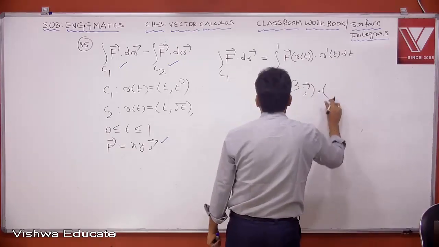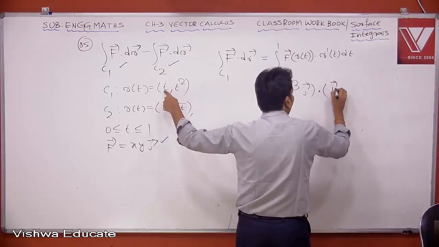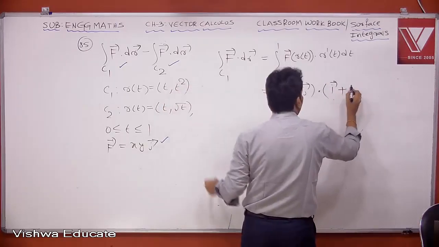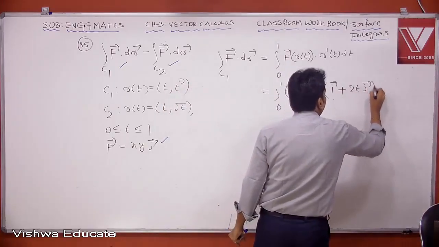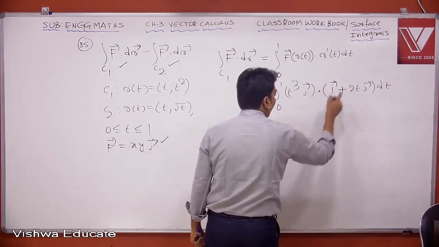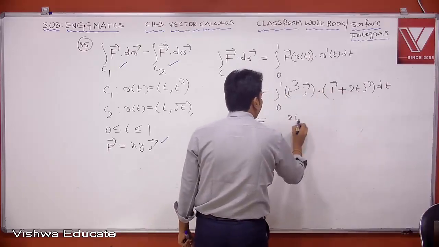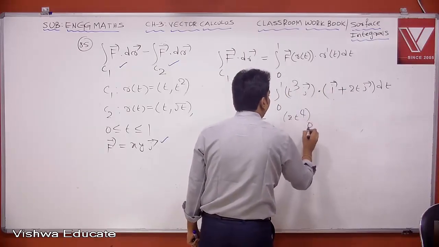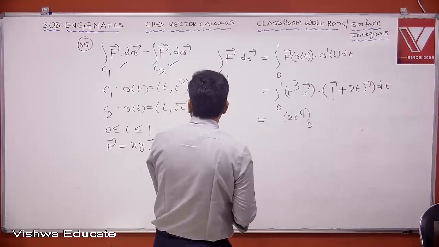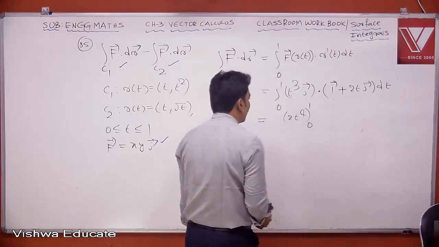dot product r dash of t. Differentiate this: the derivative of t is 1, so this is I bar, plus t square, derivative 2t dt. Therefore, integral 0 to 1, dot product of this followed by dt. Simplify this: t cube into 2t, so this is 2t power 4. Limits are from 0 to 1.